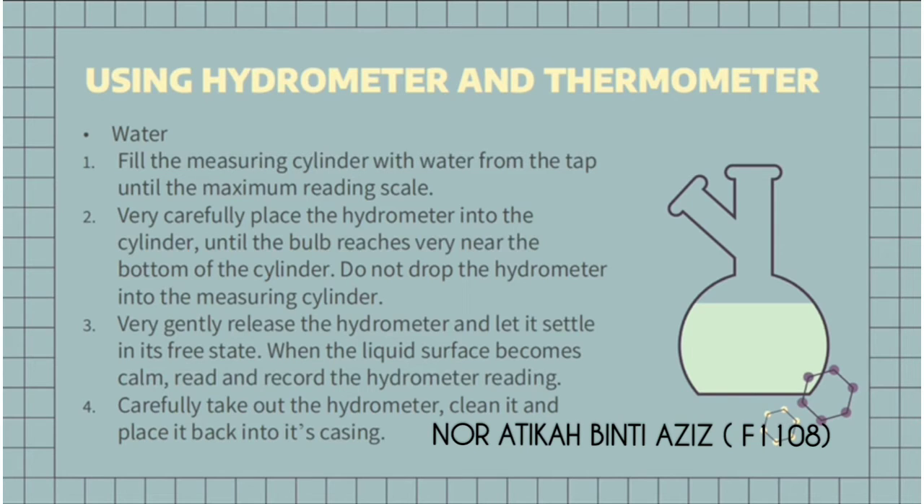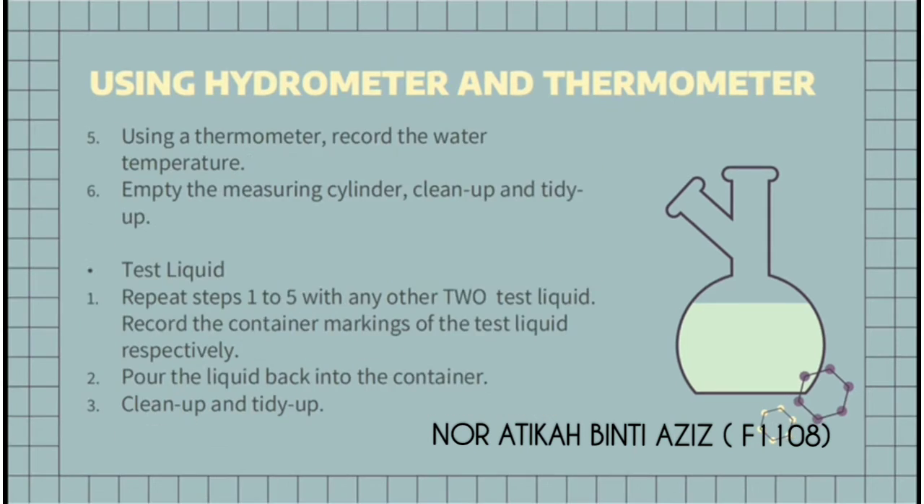Very gently, release the hydrometer and let it settle in its free state. When the liquid surface becomes calm, read and record the hydrometer reading. Carefully take out the hydrometer, clean it and place it back into its casing. Using a thermometer, record the water temperature, then empty the measuring cylinder, clean up and tidy up.